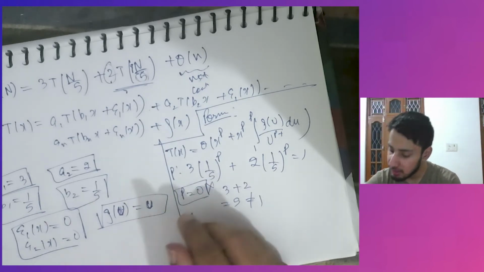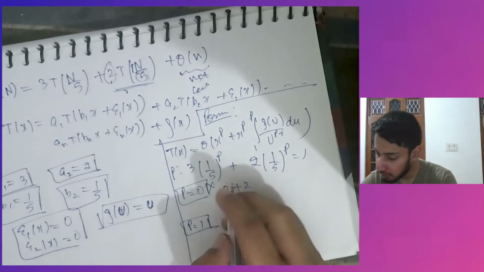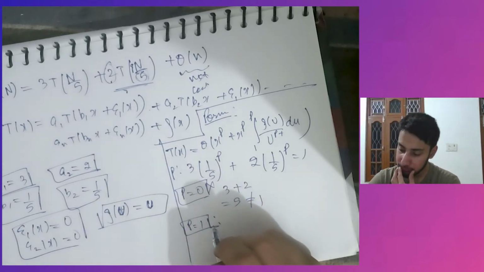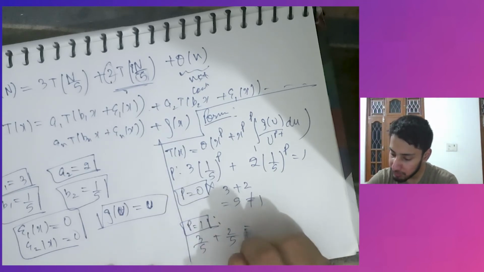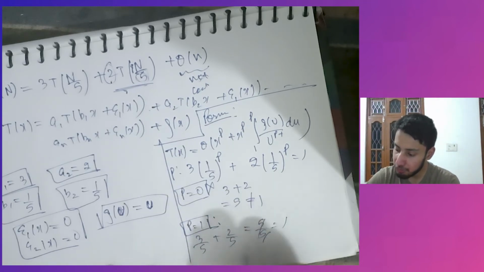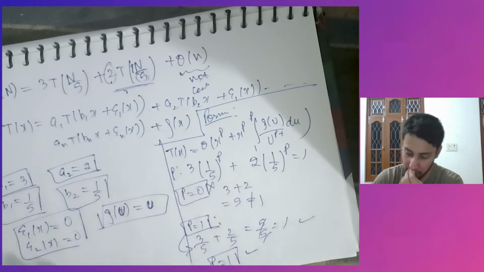P can't be 0. Let's try for p equal to 1. 3 into 1 by 5, 3 by 5 plus 2 by 5, yeah, 5 by 5 equal to 1. It means it is giving 1. It means the value of p is correct here. So p equal to 1 is my answer. I got the value of p as well.